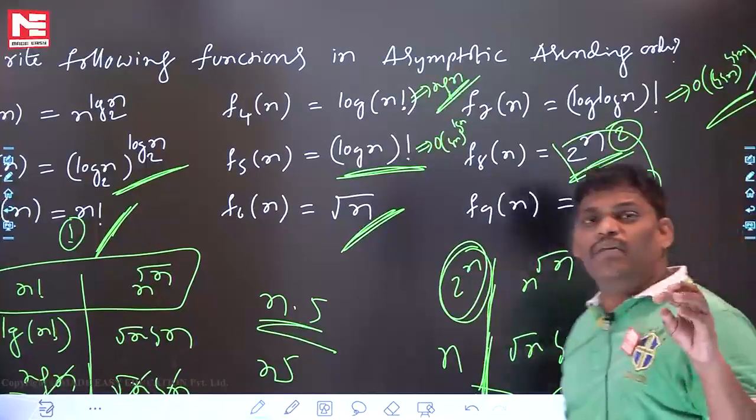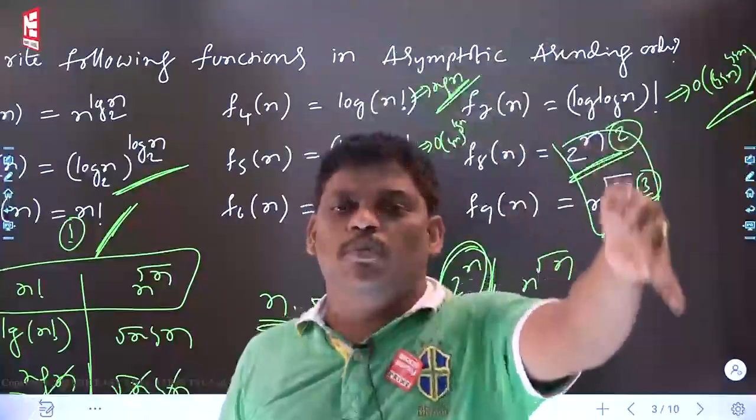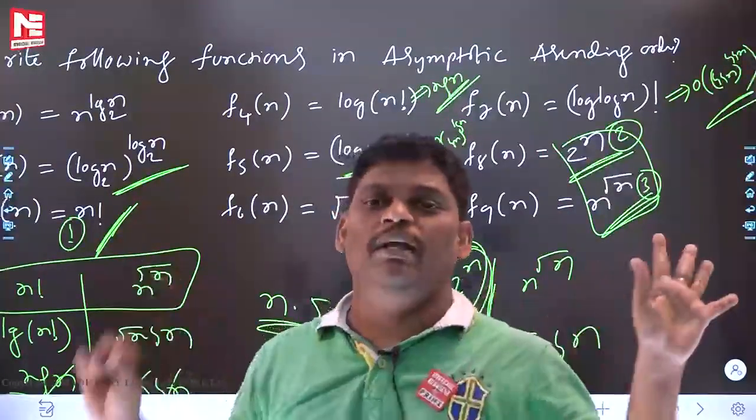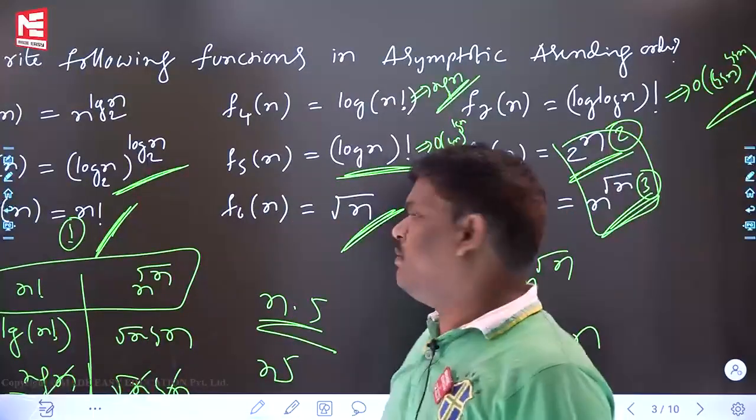When you cannot compare the given functions directly, at least take the closest upper bound. Don't take some big upper bound. Take the closest upper bound, and you may get some idea.